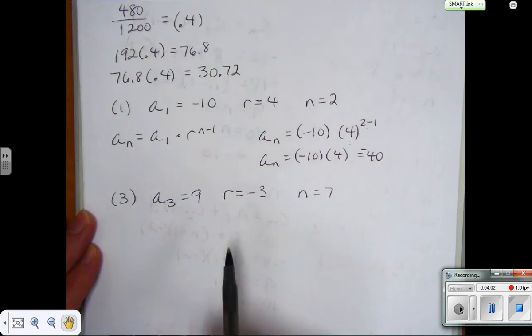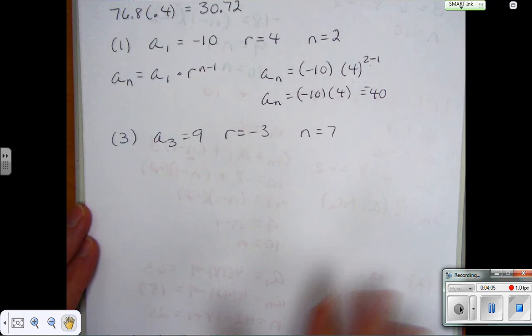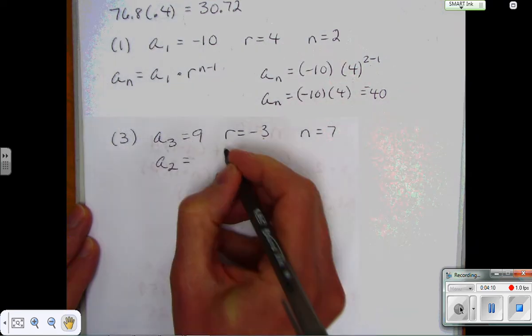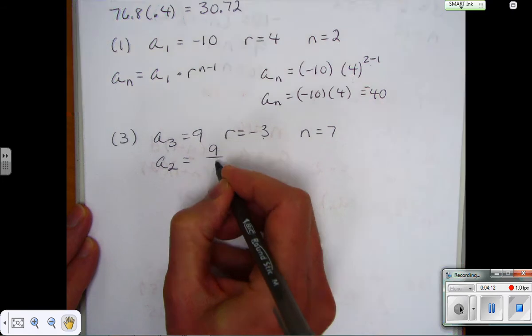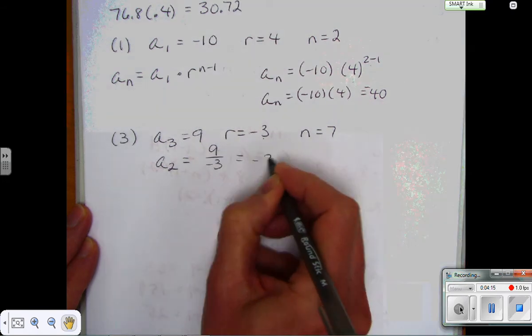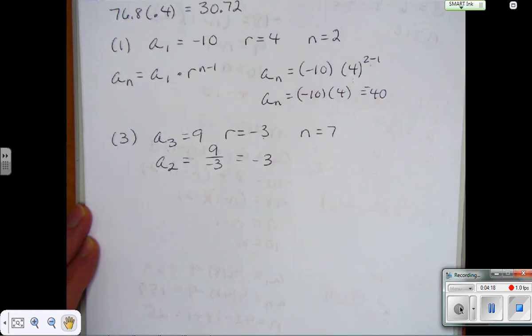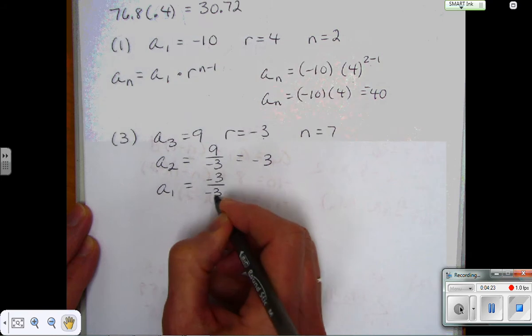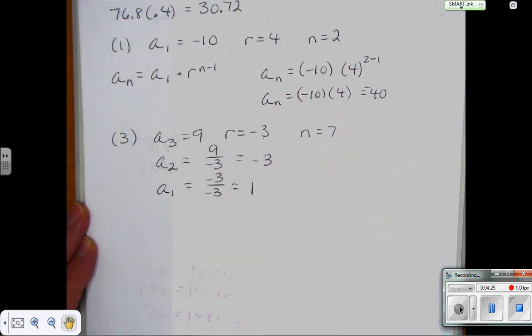So to work backwards, I'm going to do the opposite. I can get a sub 2 by dividing instead of multiplying, right? So I can take a sub 3 divided by negative 3, the ratio, and a sub 2 is negative 3. Then I'm going to take a sub 2 and divide it by negative 3 again to get a sub 1. So your first number in that sequence is 1, and that's what you will start with to find a sub n. Any questions? You still need to go back and find your a sub n on that one.